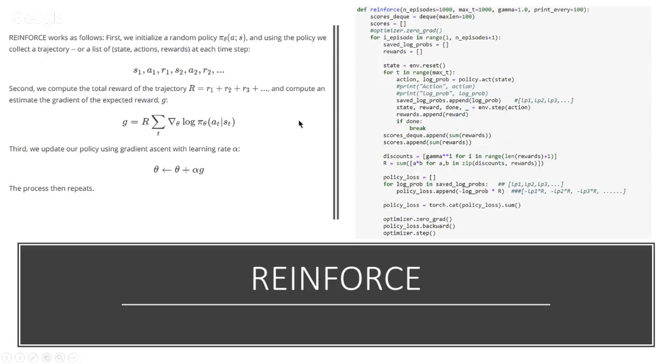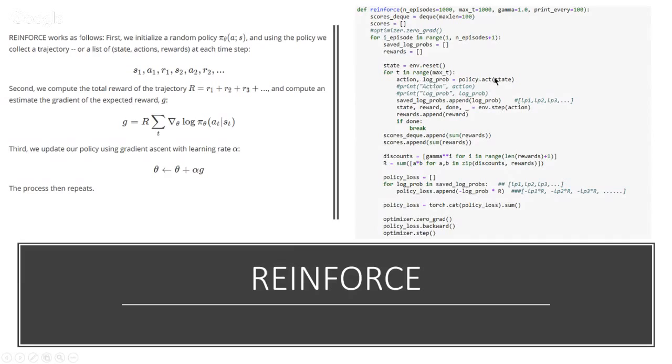So how did we implement this in our code? Let's take a look at this. This is our reinforce function, 1,000 episodes, max t 1,000, etc. We start with a random state. The environment gives us a random state, and so we start our episode. Okay, that's one trajectory.